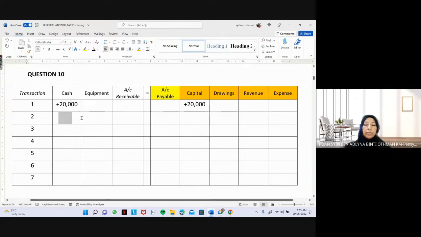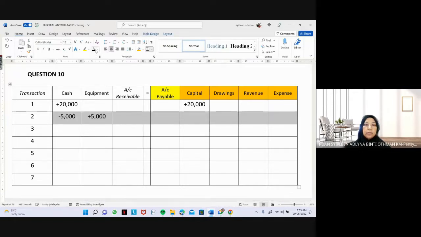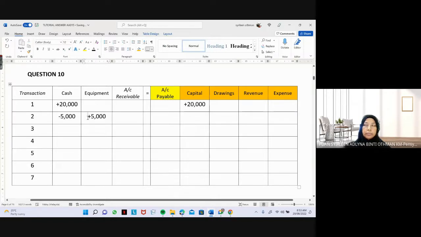Okay, number 2, bought equipments on account. Alright, so kita akan tambah 5,000 sebab kita beli equipments. So asset bertambah. Alright, and at the same time you are paying for the equipment, so cash akan bertambah as well. Alright, okay, but you need to understand, okay, dekat sini, you see the transaction is only on the left hand side, okay, which is cash 5,000, equipments 5,000. So that's why you don't see any transaction that is affecting the right hand side columns, which is your liabilities and owner's equity.